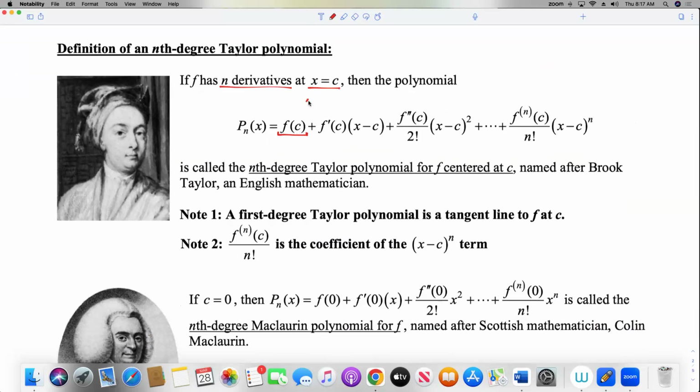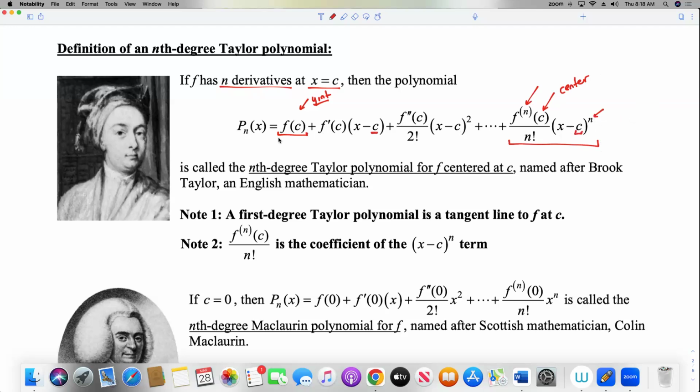Which you will notice soon is going to be the same y-intercept as the actual function, plus the derivative times x minus that center, plus the second derivative over 2 factorial times x minus c squared, and so on in this form. This is the nth derivative at that center, whatever center they are giving us, times x minus that center raised to the nth degree.